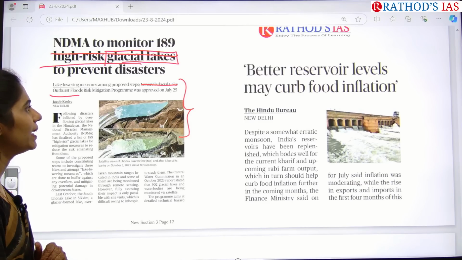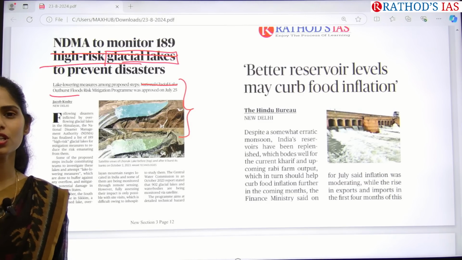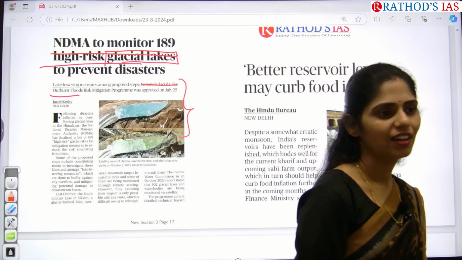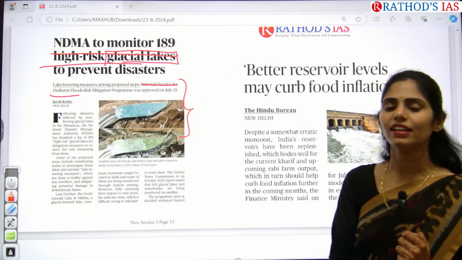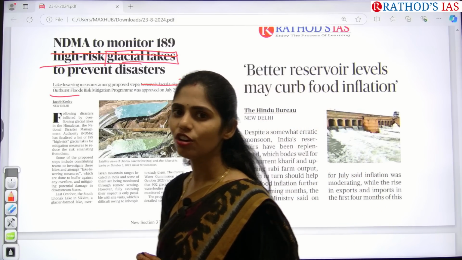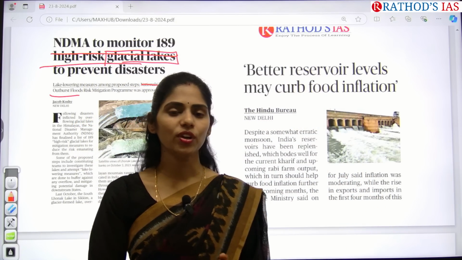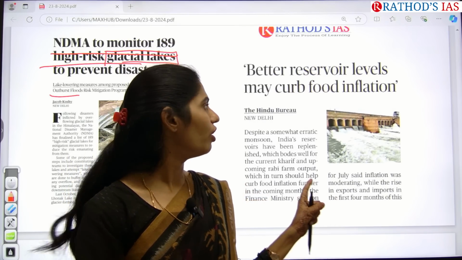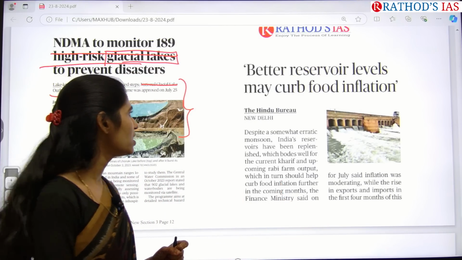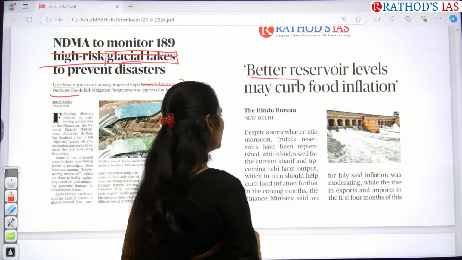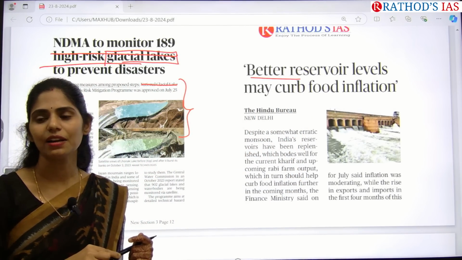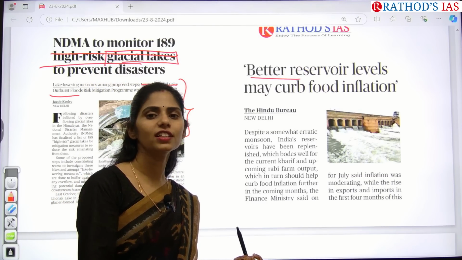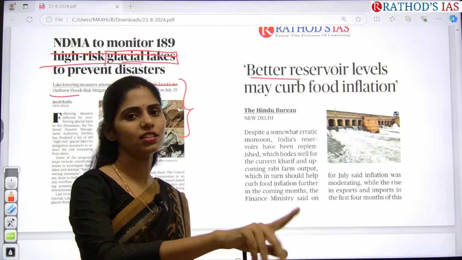And next, see this article, better reservoir levels may curb food inflation. What is this food inflation? What is the meaning of inflation at least? Yes, the rise in the price of goods and services in the market is called inflation. Food inflation means an increase in food prices. How can we decrease food prices? Whenever we ensure a proper increase in agricultural productivity, obviously we can decrease this food inflation, right? Now because of rainfall, and because of erratic monsoons in some areas, reservoirs have a good amount of water. That means we can ensure proper irrigation so that obviously agricultural produce can be increased, and we can decrease food inflation. Clear?